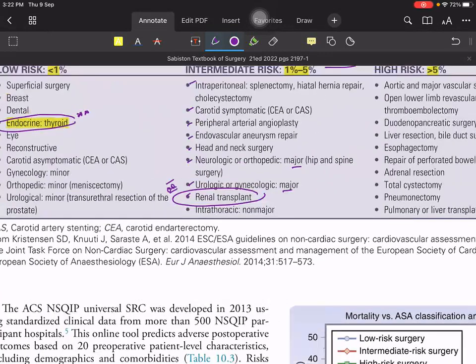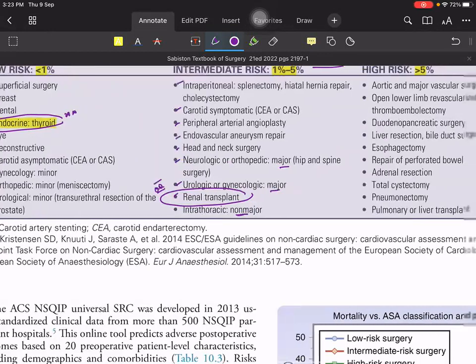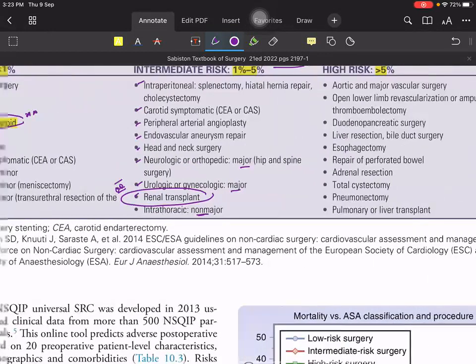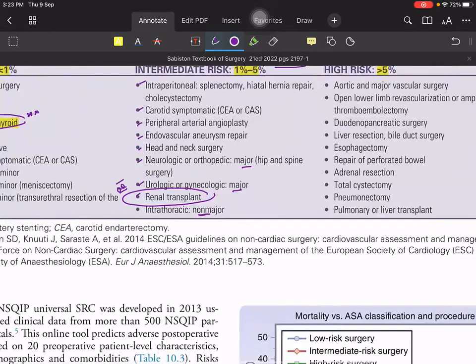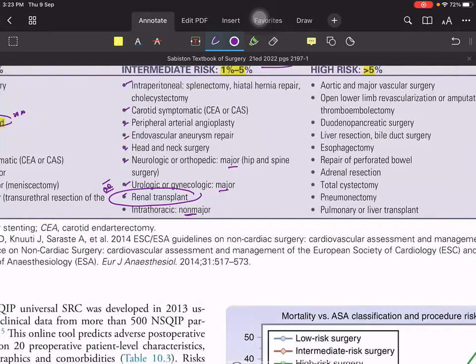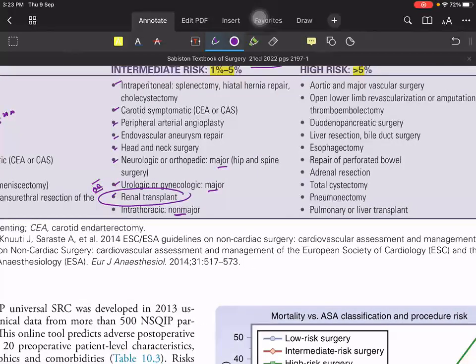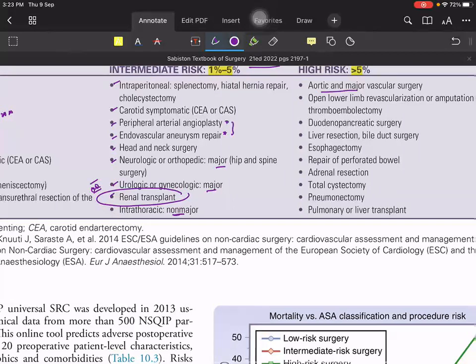And intrathoracic non-major. Okay, intrathoracic non-major is intermediate; major will come in the high risk. So remember it like this. For high risk patients, any vascular surgeries, here you see angioplasty, aneurysm repair; these are all interventional procedures. When you are going for any open procedures like aortic and major vascular surgery, then it will come into the high risk.